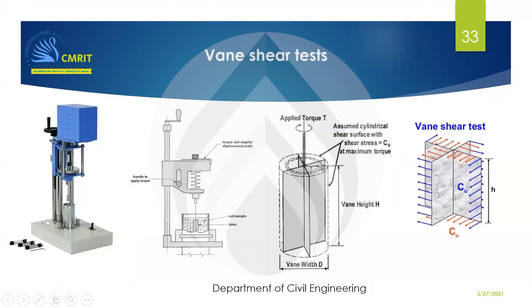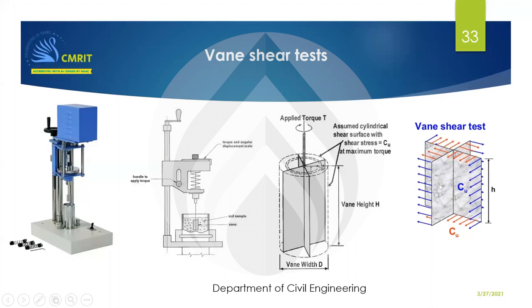Now, this is another procedure to determine the shear strength of soil: the vane shear test. Here we will have vanes kept in a mutually perpendicular direction, so 4 vanes will be there. It will be rotated, and by using this we can find out what exactly the shear strength is.